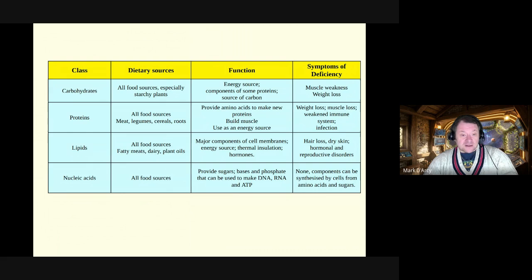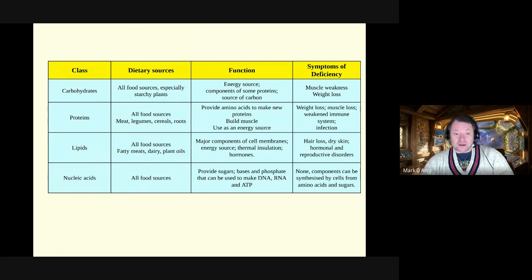Lipids. Dietary sources: all food sources, fatty meats, dairy, plant oils. Function: major components of cell membranes, energy source, thermal insulation, and to produce the steroid hormones such as testosterone and estrogen. Symptoms of deficiency: hair loss, dry skin, hormone and reproductive issues.